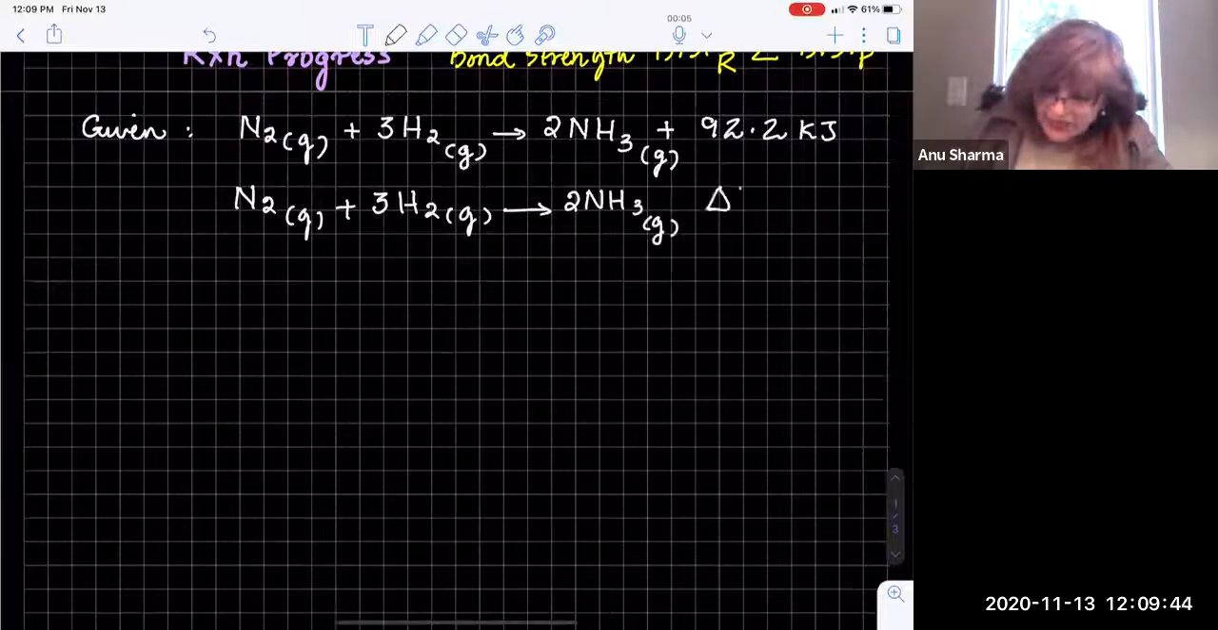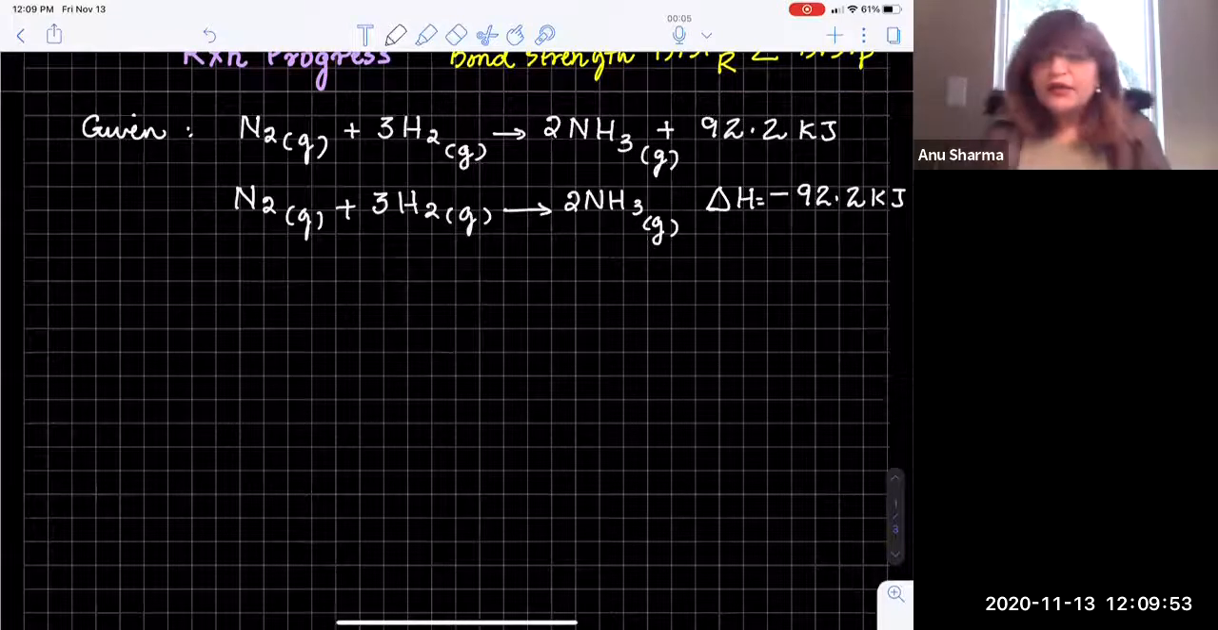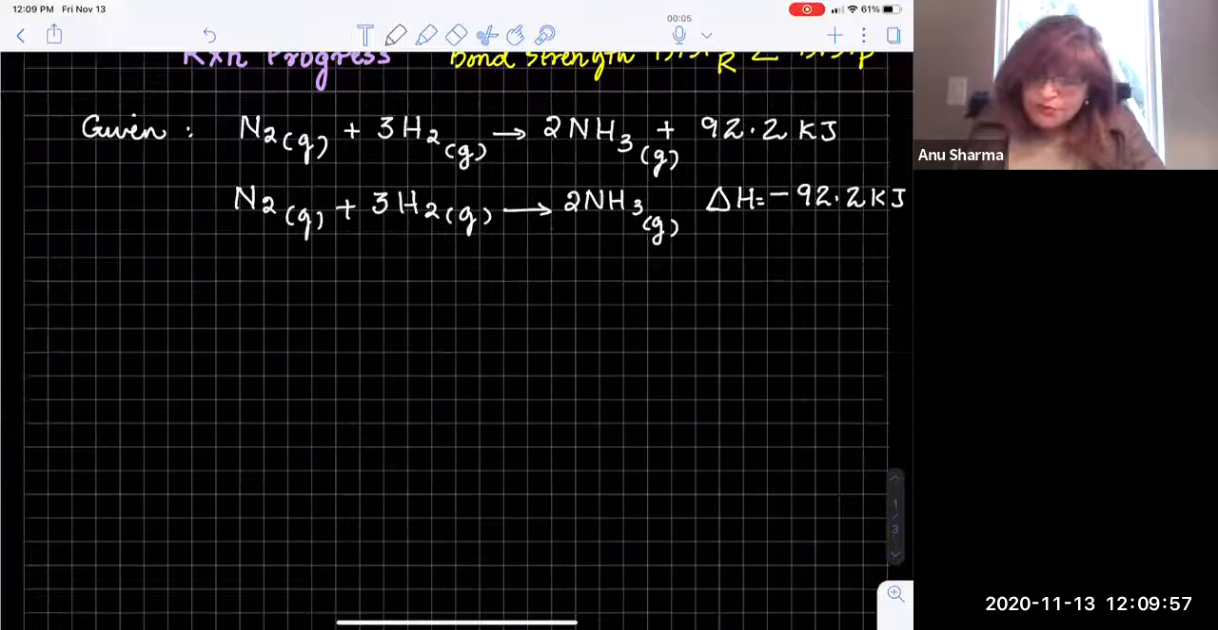And delta H is equal to negative 92.2 kilojoules. So either way, this is the way you write the exothermic reactions. Okay, so now the question here is, how much heat in kilojoules is released when nitrogen and hydrogen react to form 50 grams of ammonia?